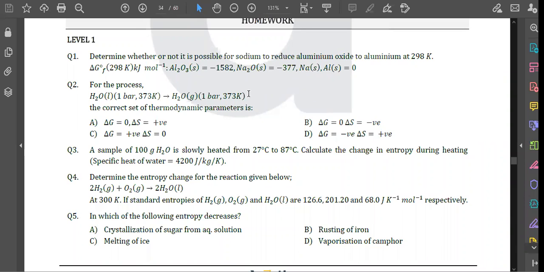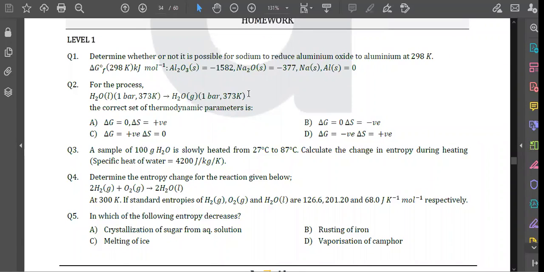So delta S is positive. Got it? Delta S is positive. Now since it is at constant temperature and pressure, delta G should be 0 because it is in equilibrium. Equilibrium, delta G is 0. So the answer is A.